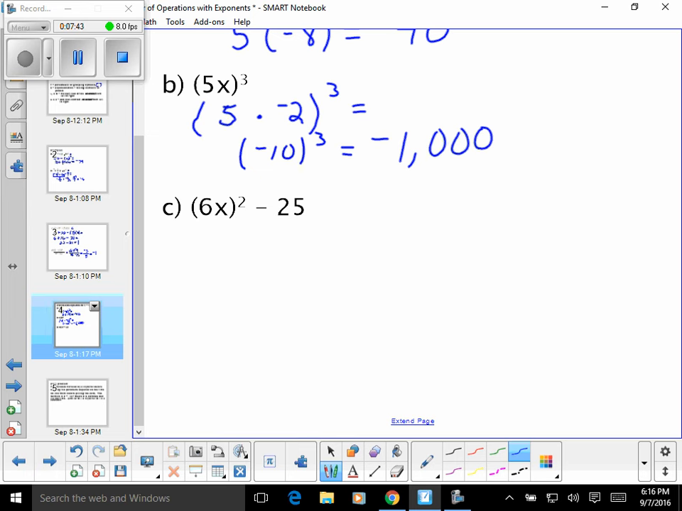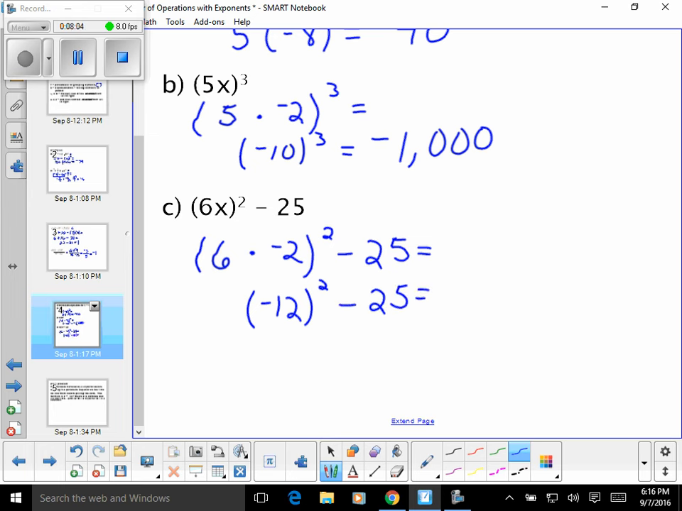Letter C. 6 times negative 2 squared minus the 25. 6 times negative 2 is negative 12 squared minus 25. Negative 12 squared, negative 12 times negative 12. That's going to be positive 144 minus 25. Now when you go back and do the subtraction, you will get 119.